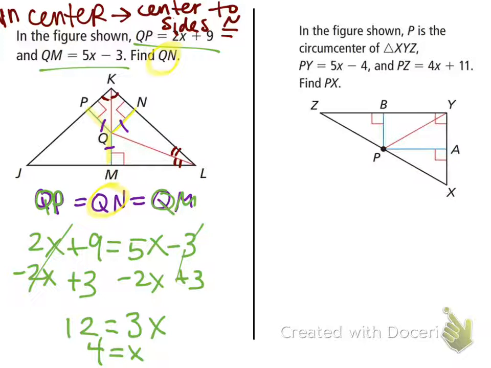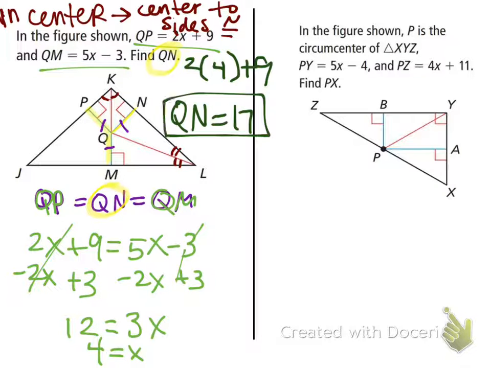So then what can I do to find the length of QN? Plug it in. Which one do we want to plug it into? Sure, we could plug it into either of them. So 2 times 4 plus 9. 2 times 4 is 8, plus 9 is 17. So QN is equal to 17. You could have plugged it in here too.